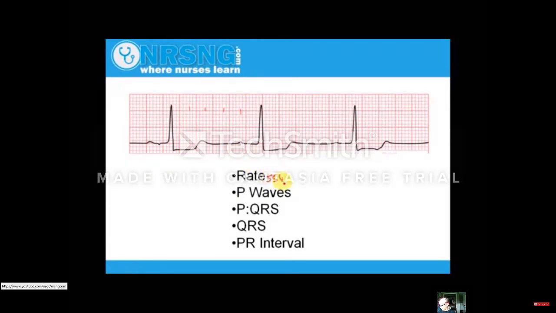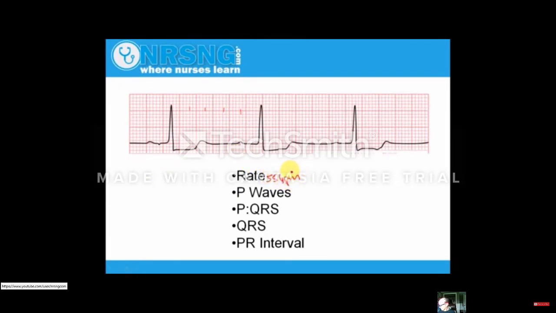Okay, do we have P waves? Let's check. P wave, P wave, P wave. Okay, we have P waves. Are they upright? They're going in the upright direction, and they are smooth. Okay, so P waves look good. P to QRS: here's a P wave before QRS, P wave before QRS, P wave before QRS. That's correct.